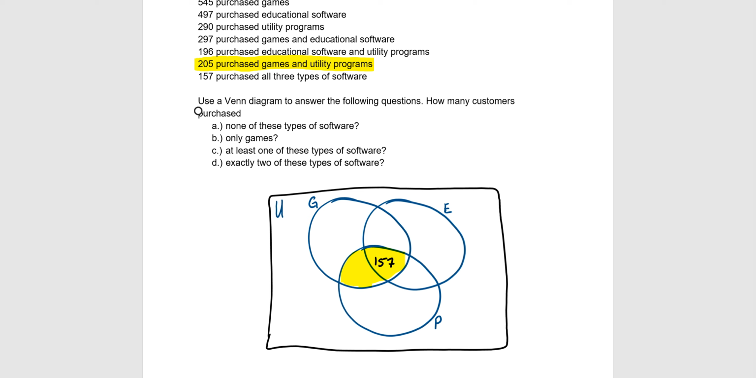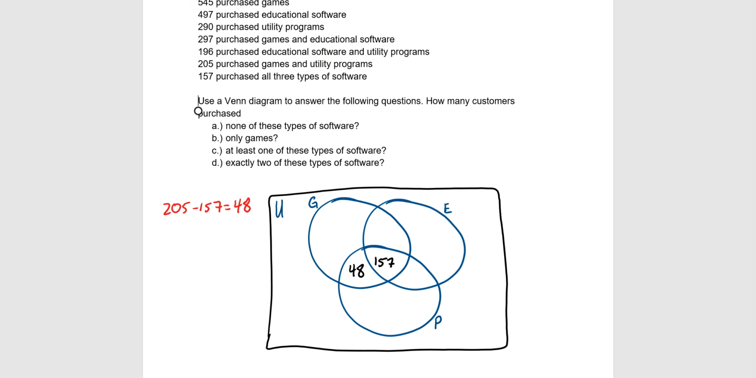Since that has to add up to 205, to find what is going to be right there, we have to do 205 minus the 157 that's already there. So when we subtract those, we should be getting 48. So that means 48 goes right here. Now the 205 is totaled up between games and utility programs.